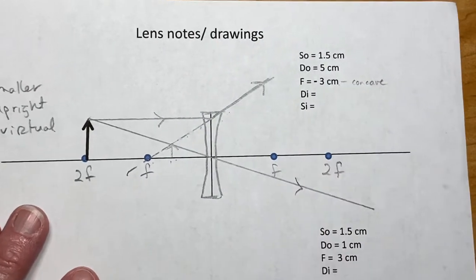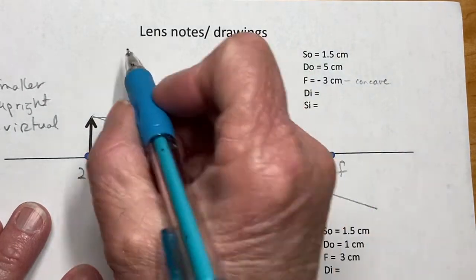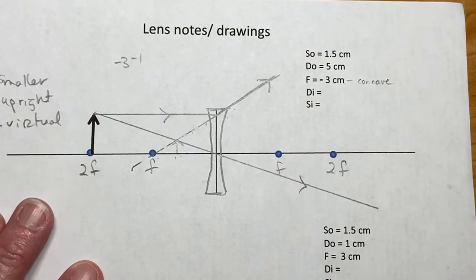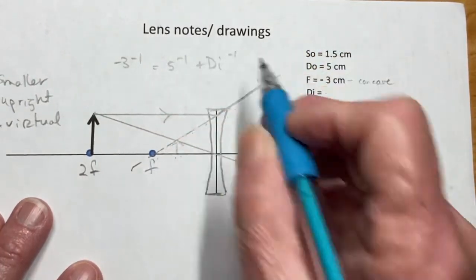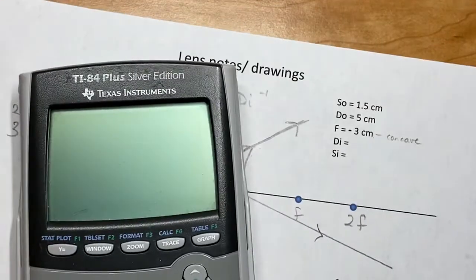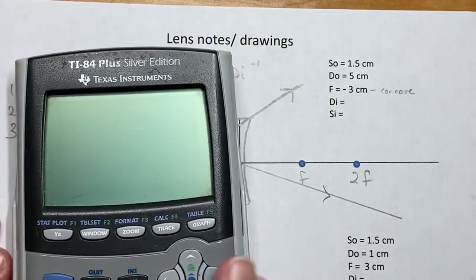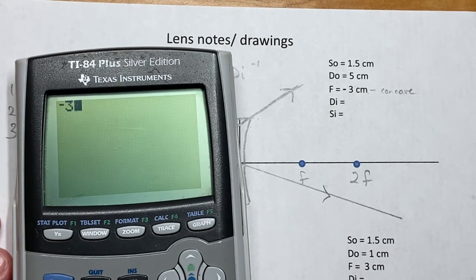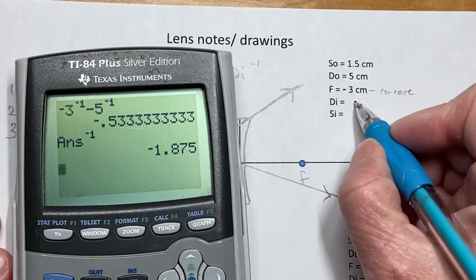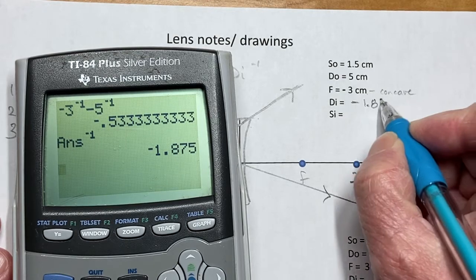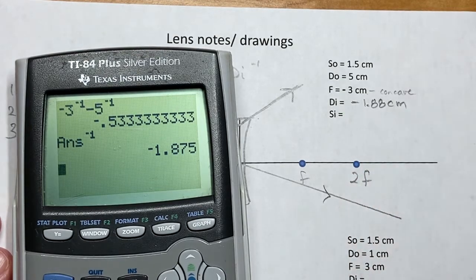All right, let's do math. Okay, so I'm just going to sketch here. So it's going to be -3 to the -1 equals 5 to the -1 plus di to the -1. So let's put that in here. Okay, -3, oops, on, clear. -3 to the -1. I'm going to subtract it because it's -5 to the -1 equals, and then -1. So I get, we'll go 88 centimeters.